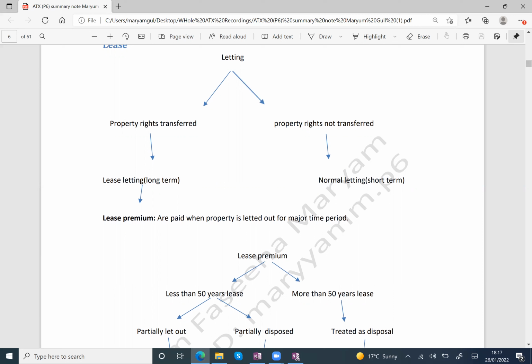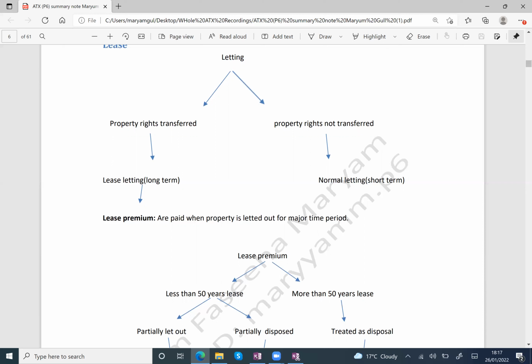Okay. And on the other hand, the letting in which property rights are transferred is called lease letting, and it's for a long time period, long term. For example, you let the property and now the tenant will have all the rights. He can use your property according to his choices, maybe for business purposes or residential purposes. So it's called lease letting.